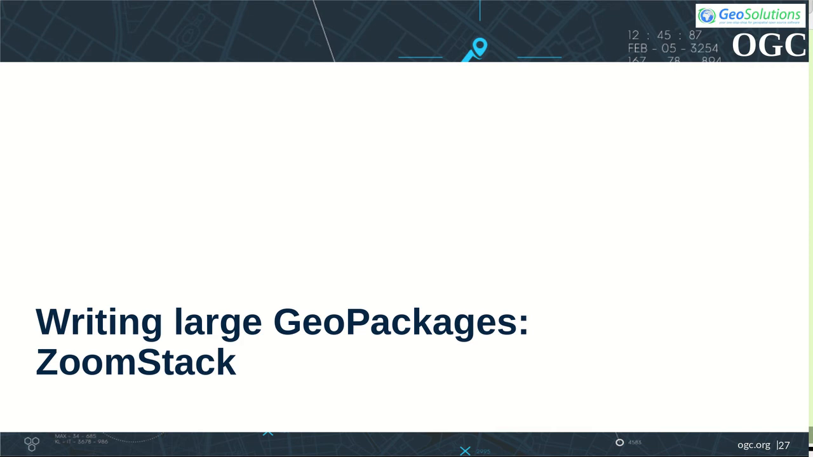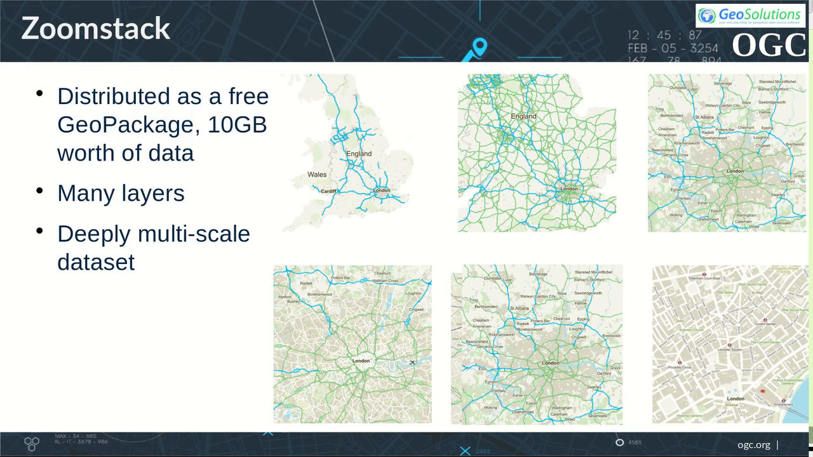The ZoomStack dataset has also been used for tests. ZoomStack is a freely available dataset provided by Ordnance Survey. Delivered as a 10 GB GeoPackage, it contains several layers and provides a multi-scale view of the United Kingdom.